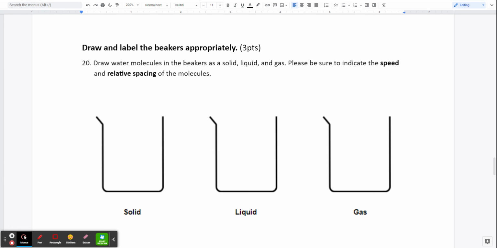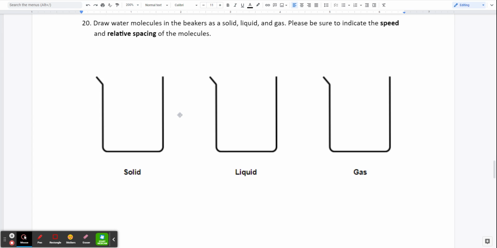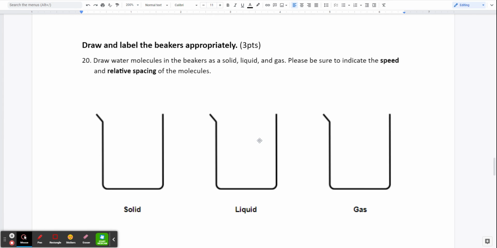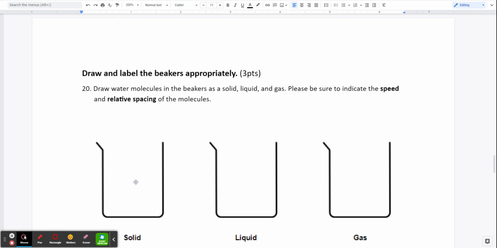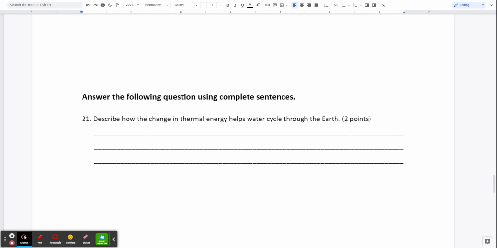For the next little question, you need to draw and label the beakers appropriately. Draw water molecules in the beakers as a solid, liquid, and gas. Please be sure to indicate the speed and the relative spacing of the molecules. So when you draw these, please make sure you indicate the speed and the spacing of each of the molecules in the beakers. So you're drawing water molecules as a solid, liquid, and gas. If you need a pause, please pause. If you need some time to correct your drawings, I am going to move on to the next question.